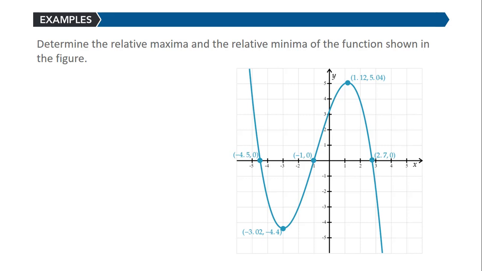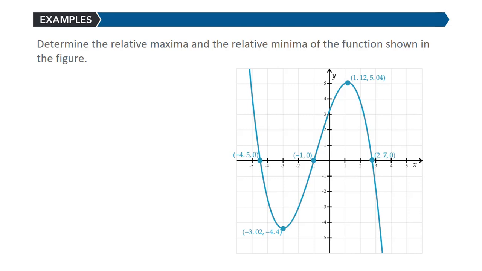So if we want to determine the relative maxima and the relative minima, that's just the plural of maximum and minimum, of the function shown in the figure, the graph starts in the left, that is in the second quadrant, and it goes down through negative 4.5, 0, and then continues downward to negative 3.02, negative 4.4. Then the graph goes up through the point negative 1, 0, and continues up until we get to the point 1.12, 5.04, and then it turns downward through 2.70 and continues downward.